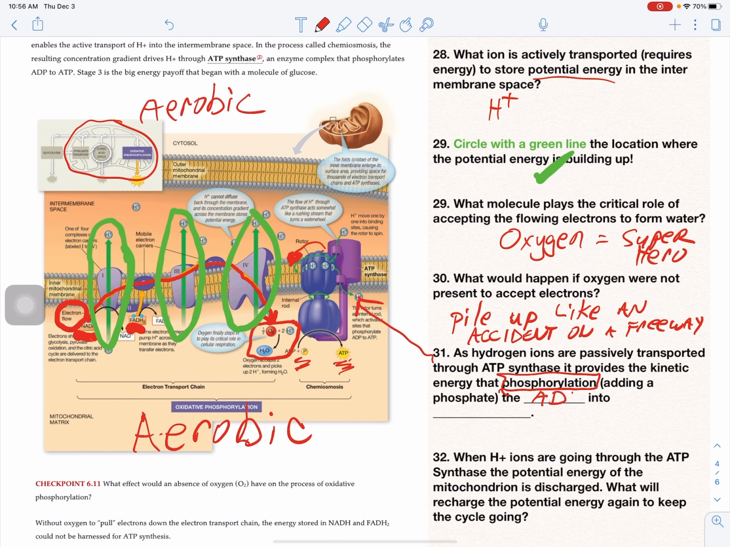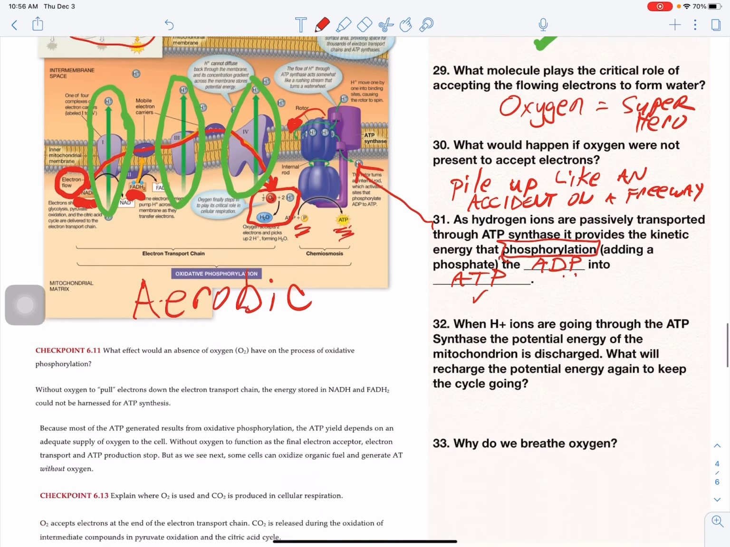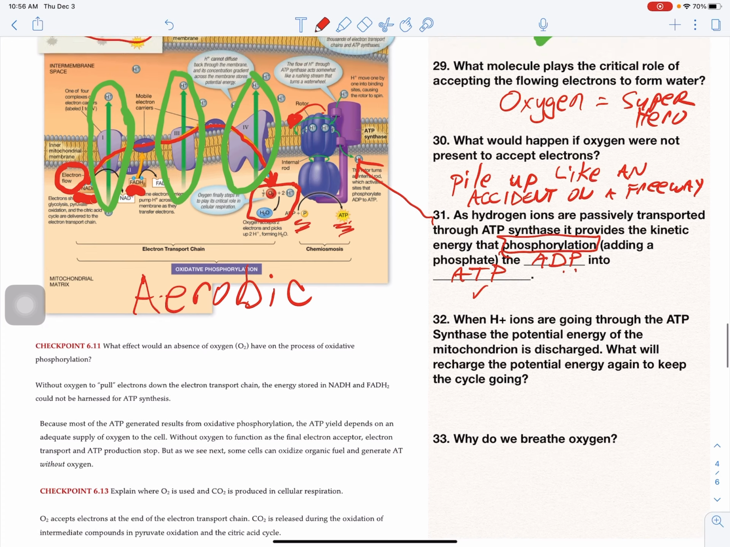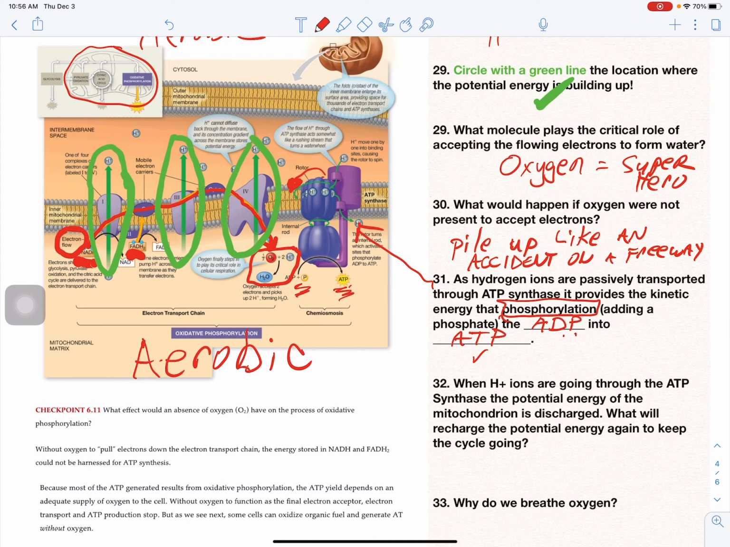ADP is the molecule that is low in energy. When a phosphate is added to ADP, it becomes ATP. High energy in ATP, low energy in ADP. When hydrogen ions are going through ATP synthase, the potential energy of the mitochondria is discharged. In other words, as hydrogen is leaving this area, it's losing potential to do work.